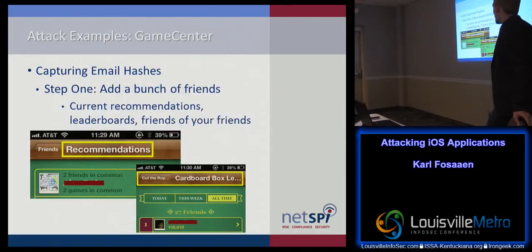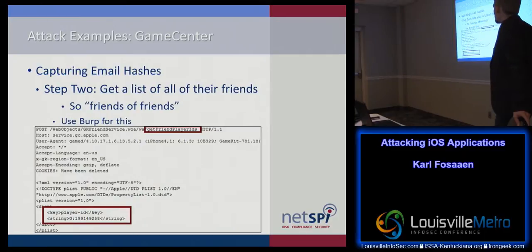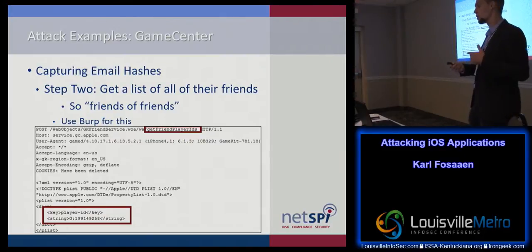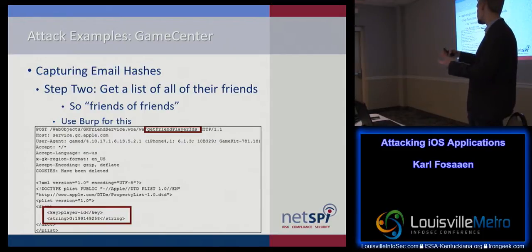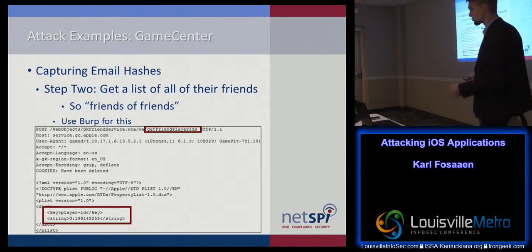So step 1, add a bunch of friends. Step 2, get a list of all of their friends. You use this get friend player IDs request. That's something you'll actually see when you're looking at the Game Center traffic. When you log into Game Center and all of that traffic's going through your proxy, you're actually going to see this request go through when you start loading up your contacts and everything like that, because Game Center wants to know, hey, who are your friends with? It wants to get that in the queue for recommendations for people that you may want to be friends with.